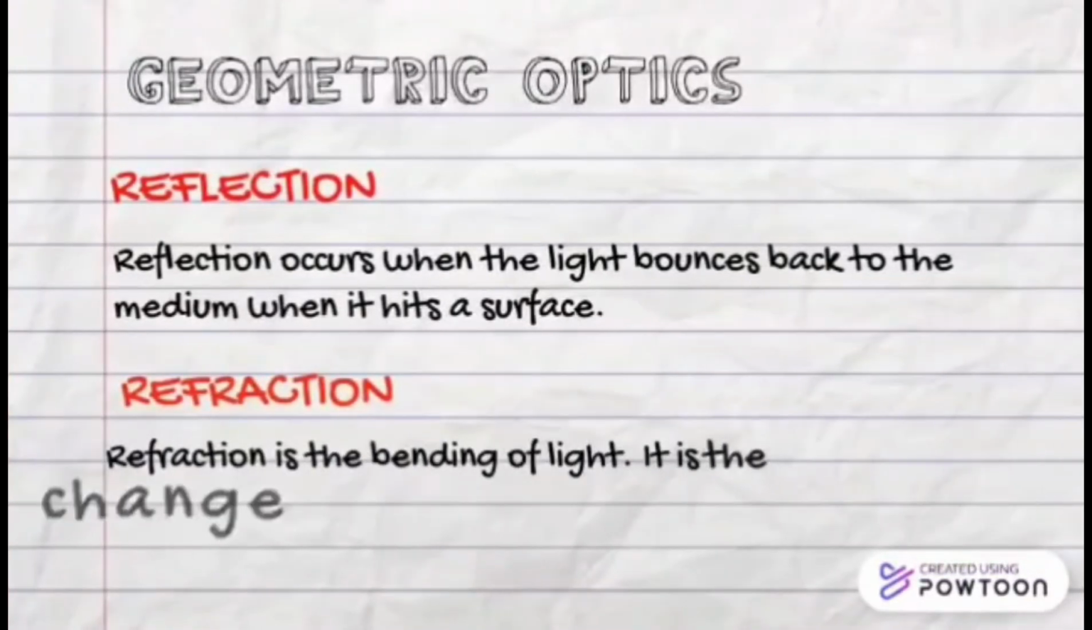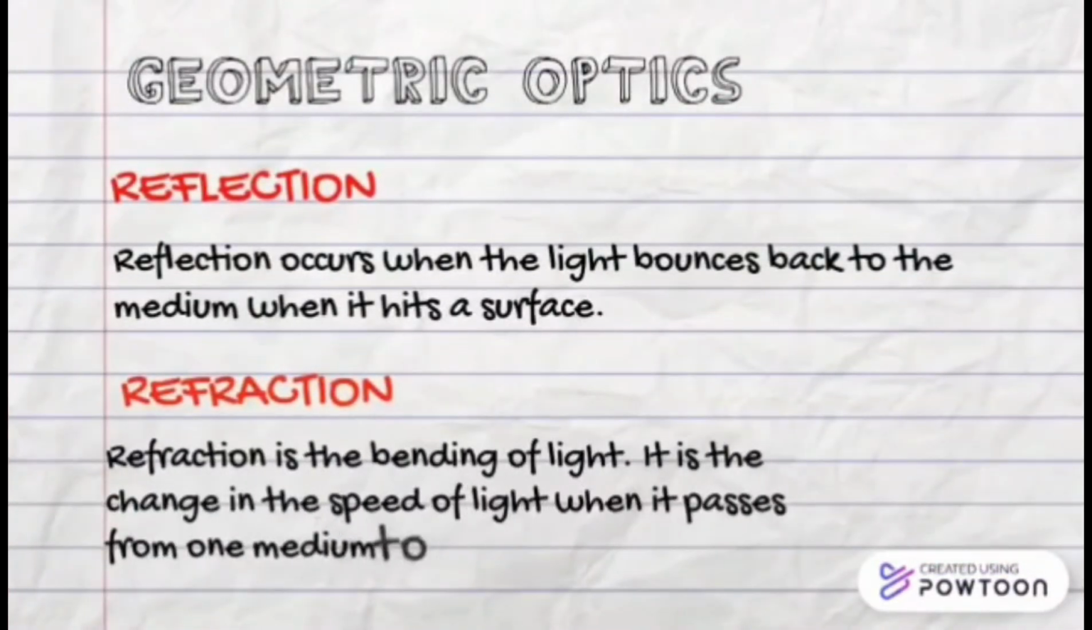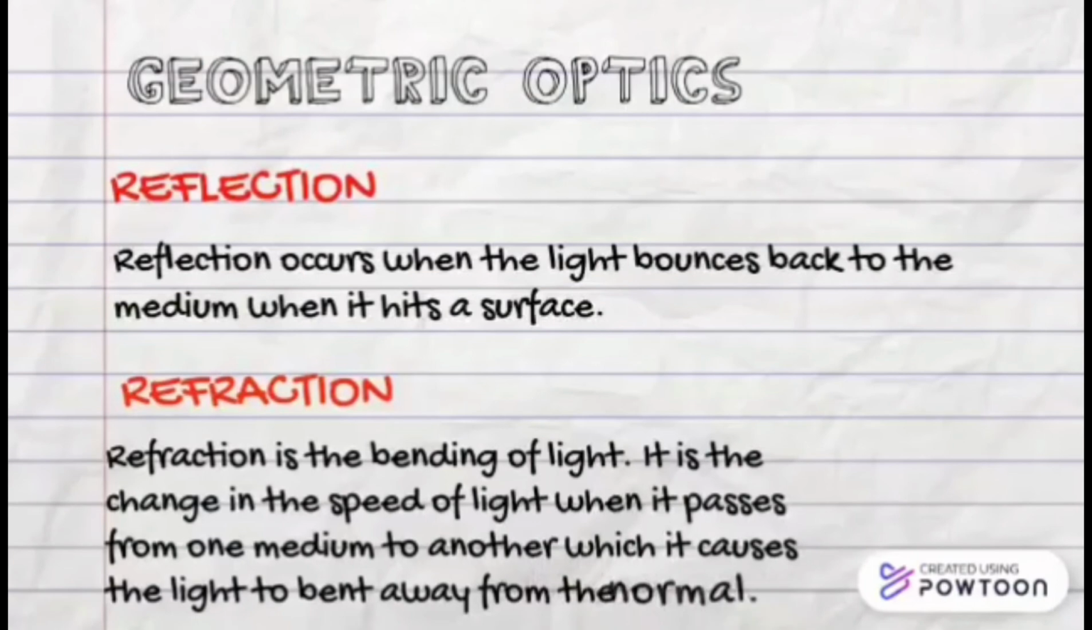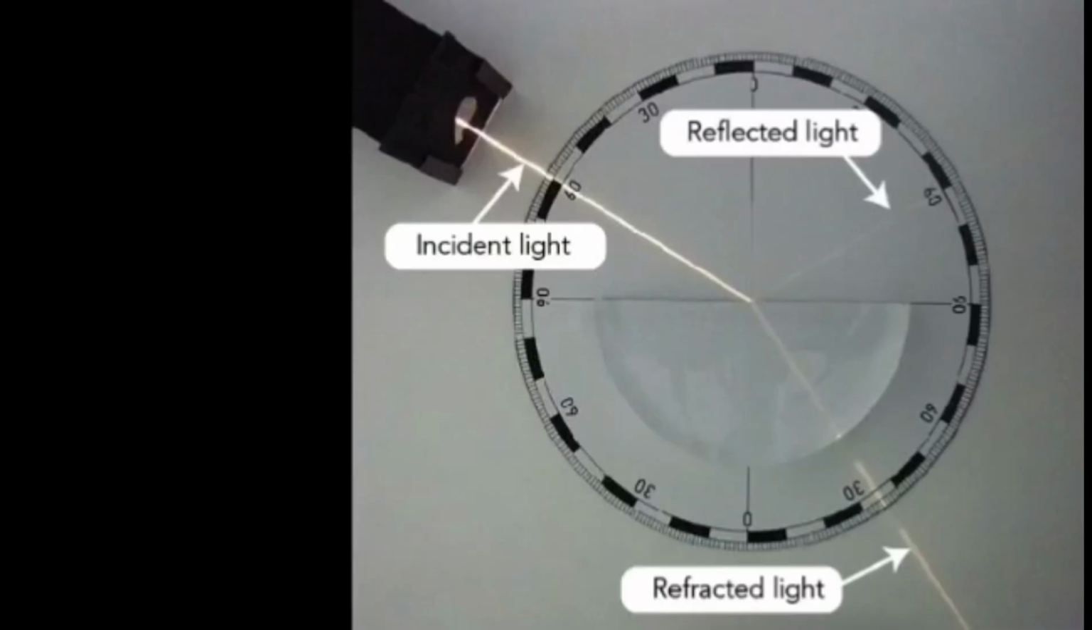Have you noticed when you put a straw in your drink and the straw looks like it's bending? That's what we call refraction. Refraction is the bending of light. It is the change in the speed of light when it passes from one medium to another, which causes the light to bend away from the normal. During refraction, some of the light is being reflected while some will enter the second material.